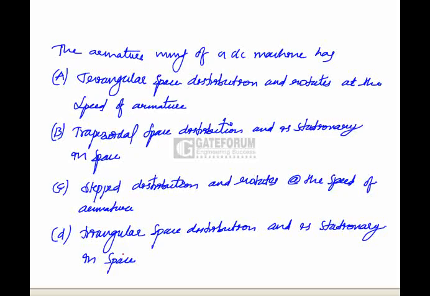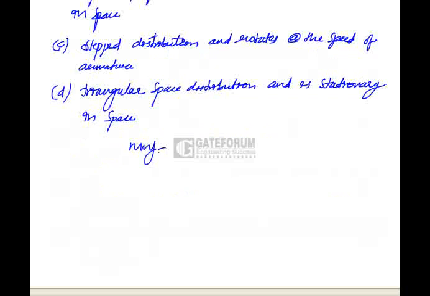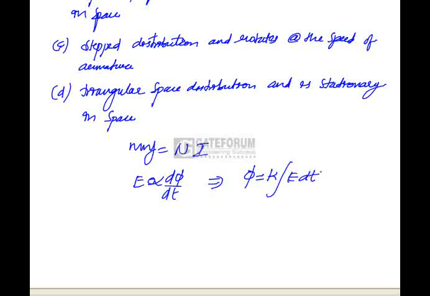Armature MMF of a DC machine has... If you see the options, he has given three types of shapes: triangular, trapezoidal, and stepped. Now what is MMF? MMF is equal to N into I, number of turns into current I. We know that EMF induced is directly proportional to the rate of change of flux linkages. This is called Faraday's law of electromagnetic induction. I can write this as phi is equal to some constant k into the integral of E dt.